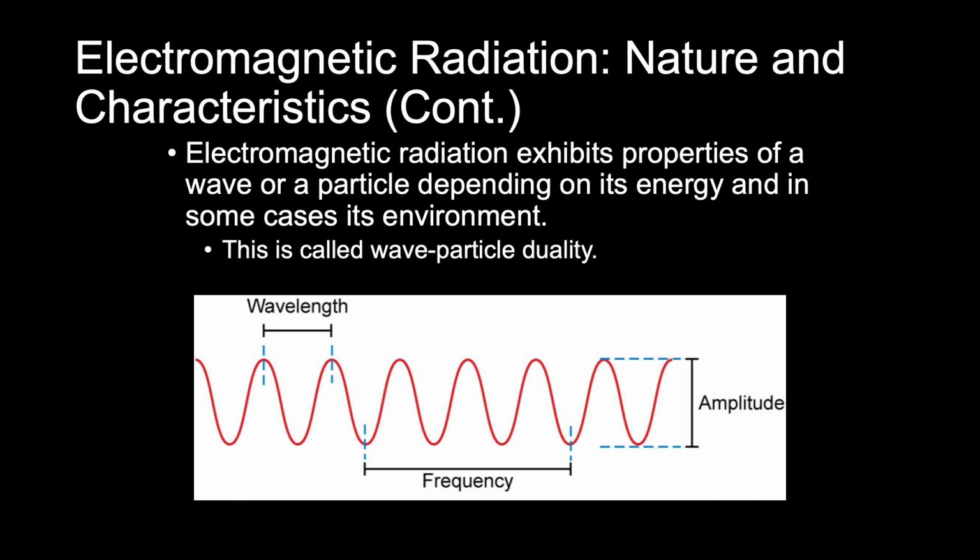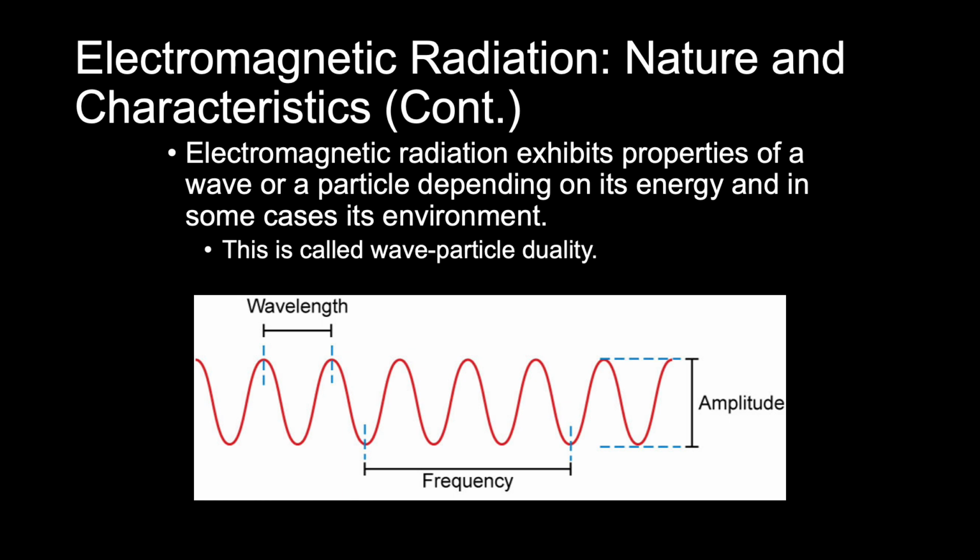We can talk about electromagnetic radiation based on its wave characteristics of velocity, amplitude, wavelength, and frequency. The velocity for all electromagnetic radiation is the same. It's the speed of light. The amplitude refers to the maximum height of the wave, and the wavelength is a measure of the distance from the peak of one wave to the peak of the next wave. Frequency refers to the number of waves that pass a given point per second.